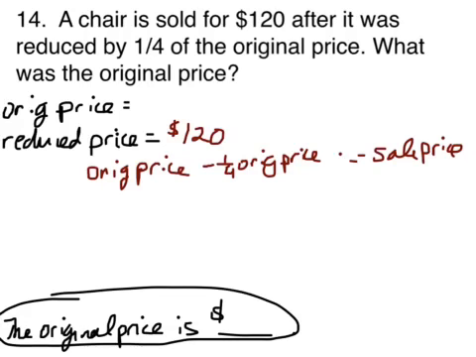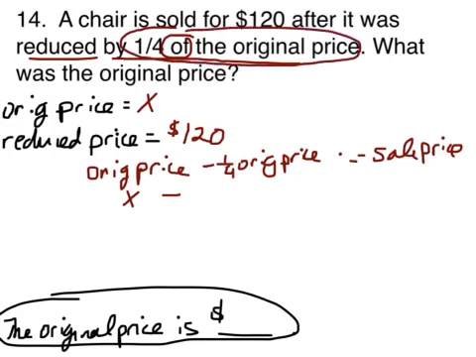So if you think about it, let's say your original price was X. So if your original price is X and you're reducing it by 1/4 of the original price, that means you're going to reduce means subtract. That's why we're having subtraction here. And then how much are you subtracting? 1/4 of the original price. Of means multiply, so that's going to be 1/4, and then the original price was X. That's equal to your sale price of $120.